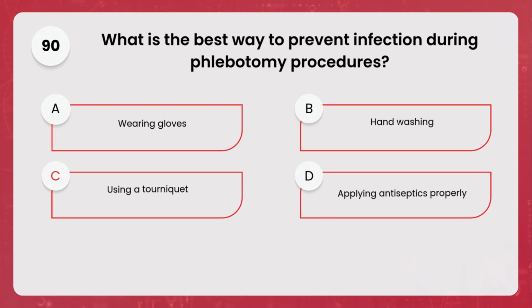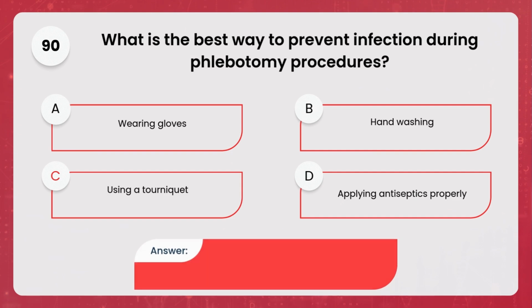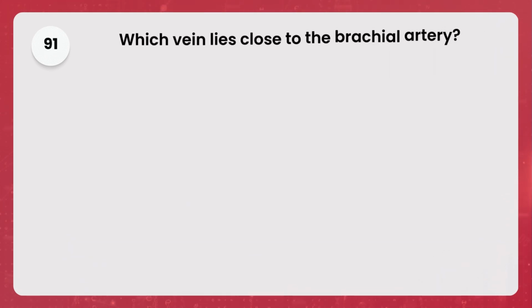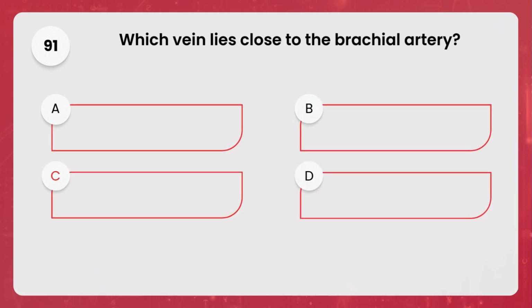Number 90. What is the best way to prevent infection during phlebotomy procedures? A. Wearing gloves. B. Hand washing. C. Using a tourniquet. Or D. Applying antiseptics properly? The answer is B. Hand washing.